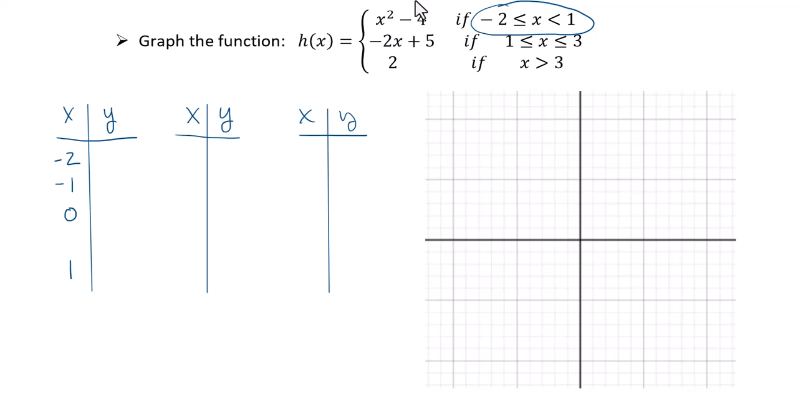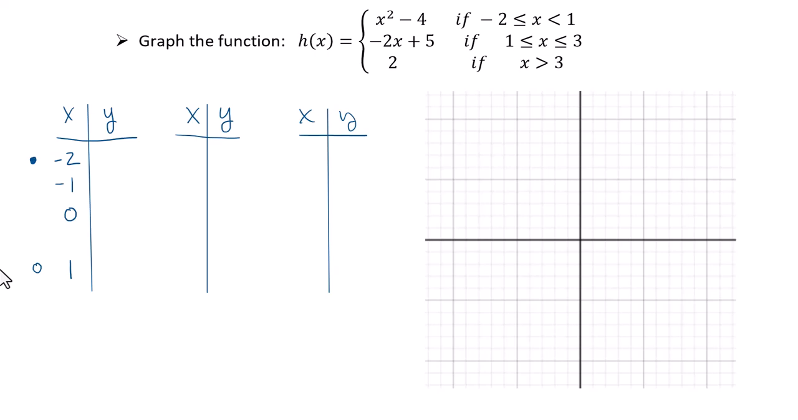Now let's also notate what the endpoints will be. That -2, because it's greater than or equal to -2, is going to be a solid dot when we graph it. This, being a strictly less than 1, is going to be an open circle. Let's go ahead and run our function.